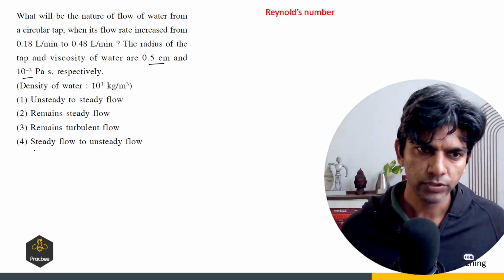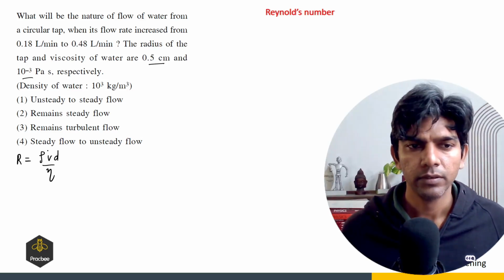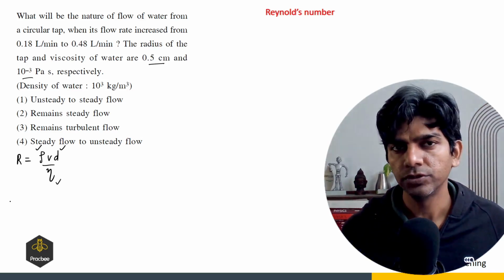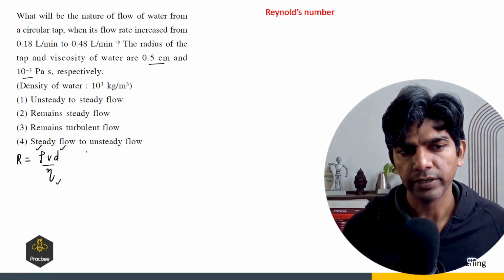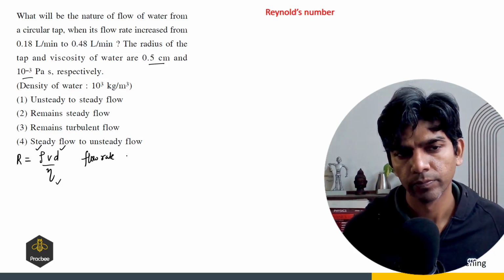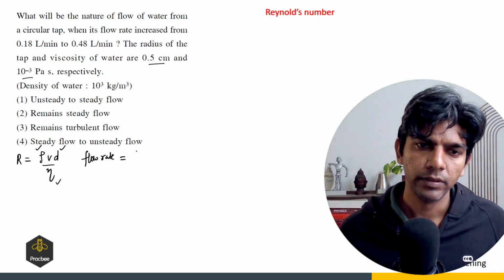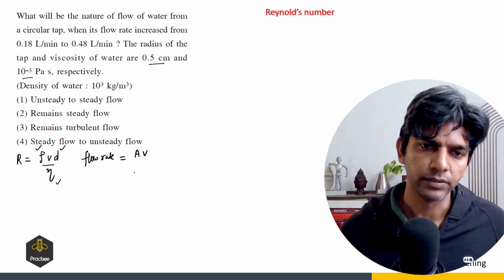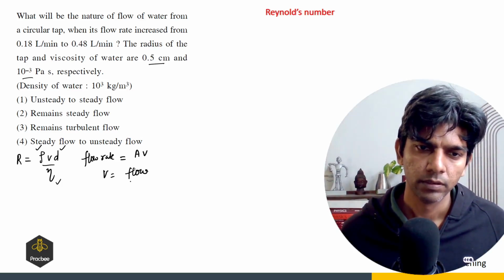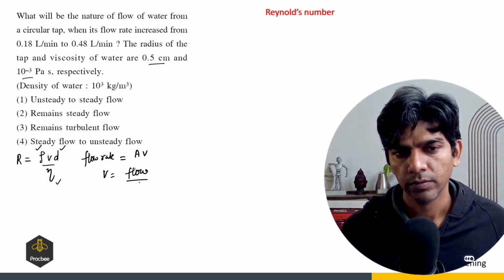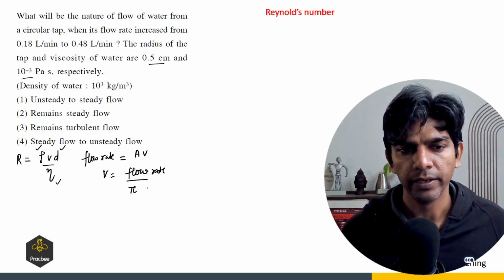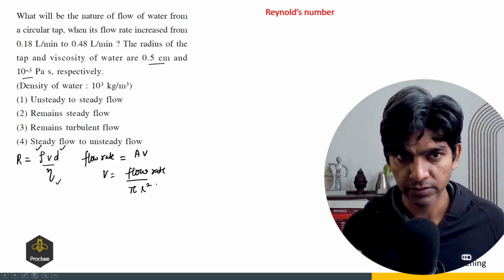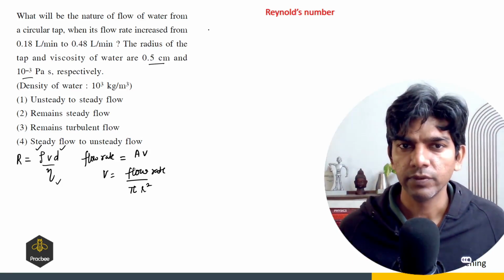So here, first of all, the formula of Reynolds number is rho Vd by eta. So we have given density, diameter is given, coefficient of viscosity is given, and velocity we can calculate from flow rate, right? So the flow rate is area of cross section times the velocity. So velocity will be flow rate divided by area of cross section, and area of cross section is pi r square, where radius is also given.